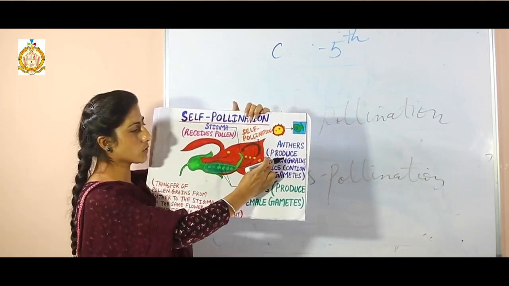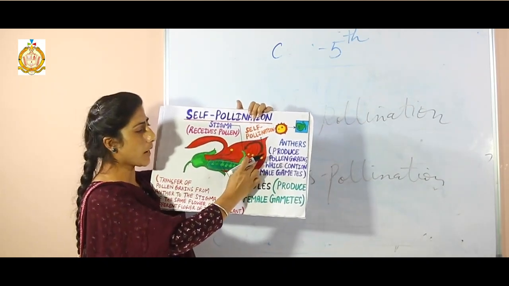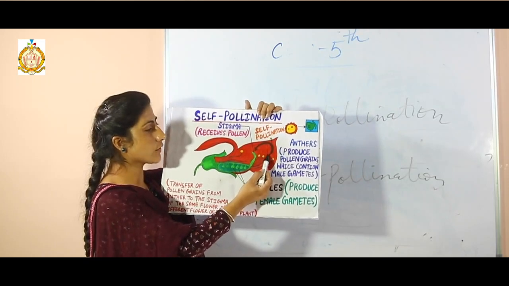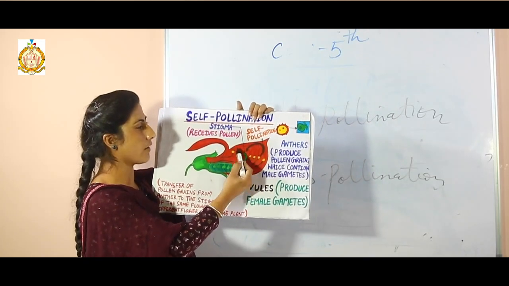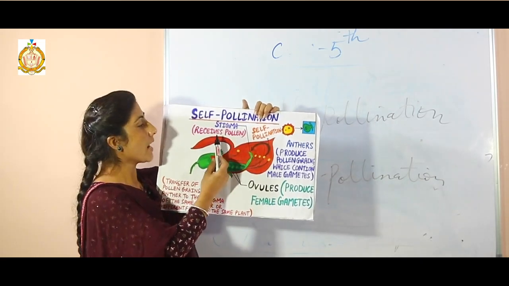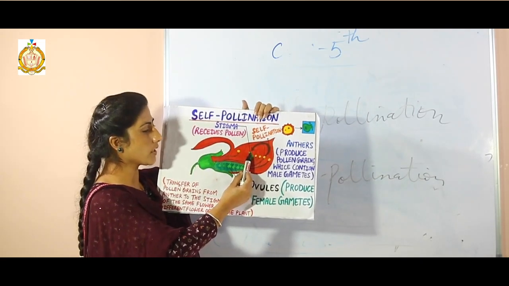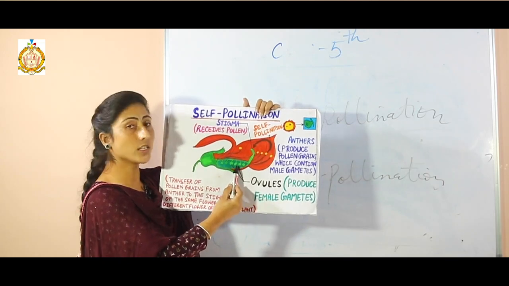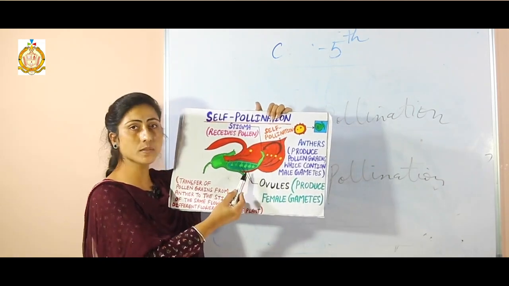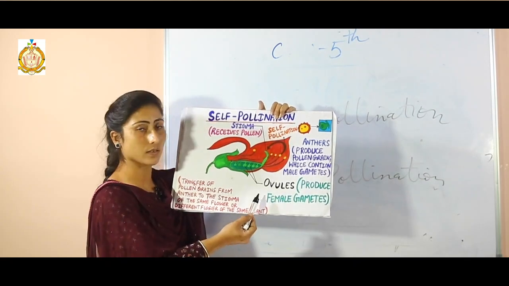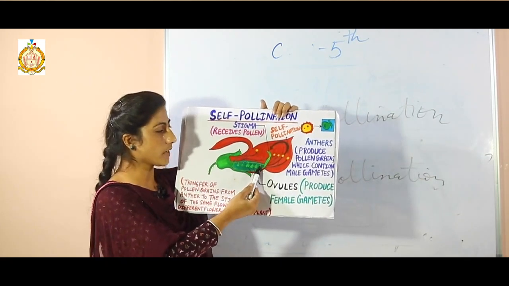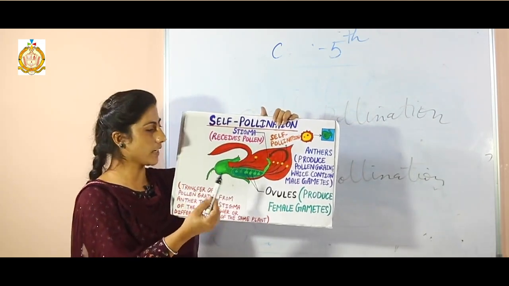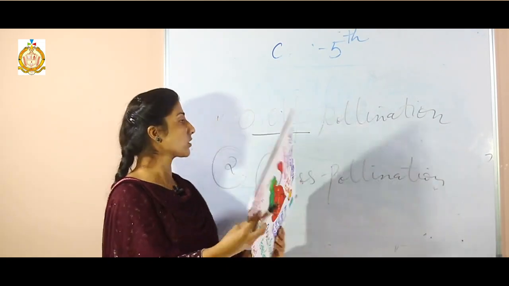You can see the process of pollination here. This is the anther which produces pollen grains. It is the male reproductive part, and pollen grains contain male gametes, and pollen grains will transfer from anther to stigma of the same flower. Stigma is the female reproductive part, and it receives pollen, and from there pollen grains move through the style, then reach the ovary where they fuse with the ovules and form seeds. Ovules are the female gametes, and the fusion of pollen grains, that means male gametes, with the female gametes, ovules, is called fertilization.